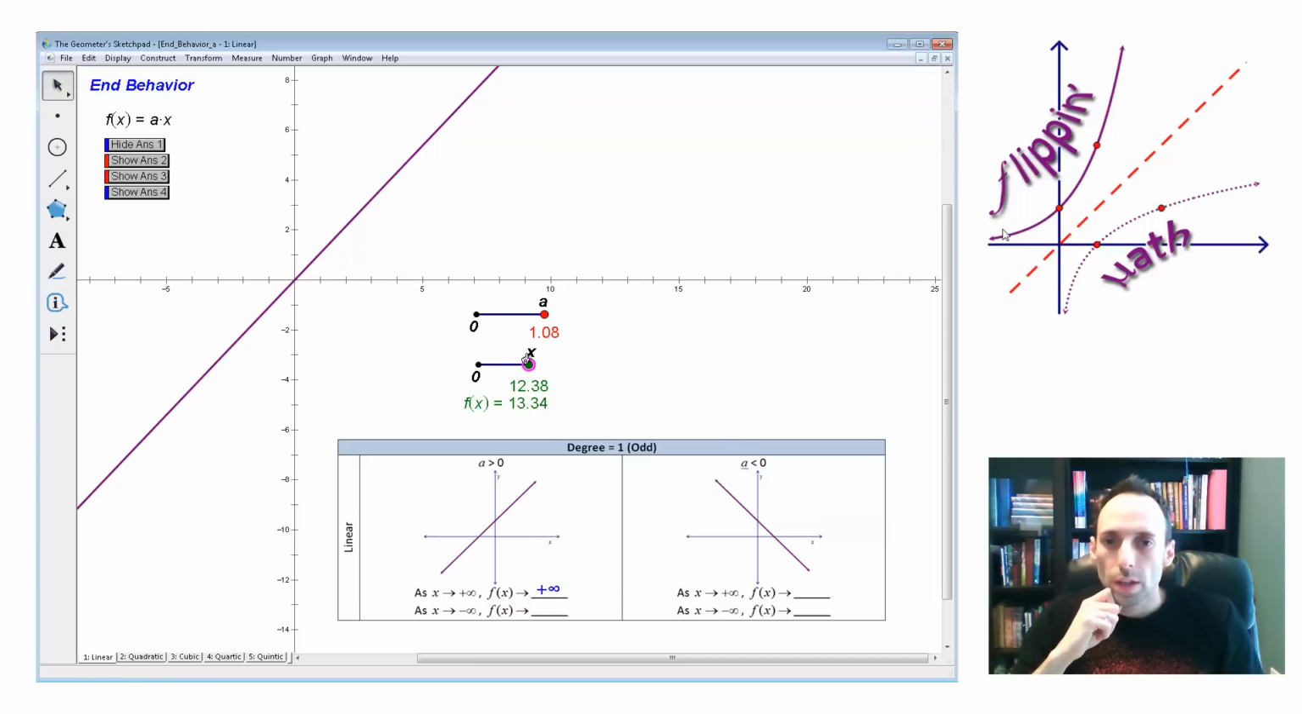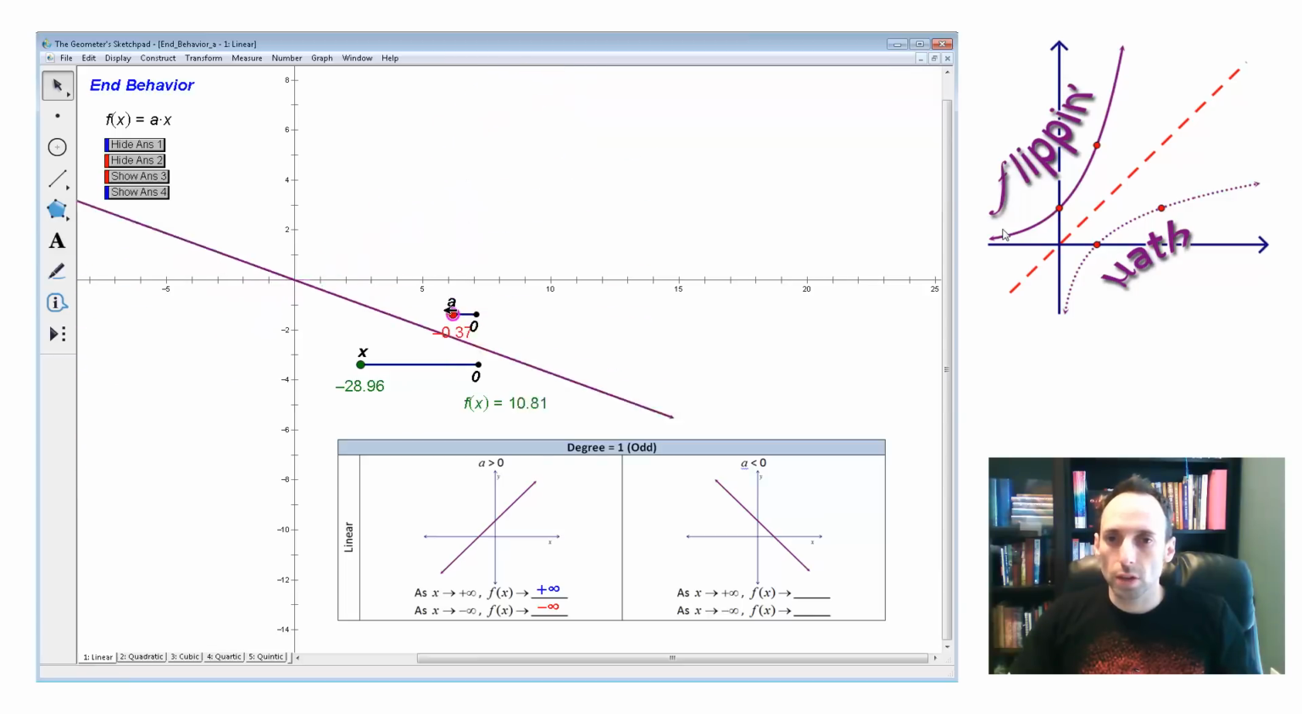Now let's see, if x is going to the left, if it's going to negative infinity, look at f of x. It's also going to negative infinity, right? So there's the second answer, right here in red. It's going to negative infinity. That's if my linear equation has a positive A value, or positive leading coefficient.